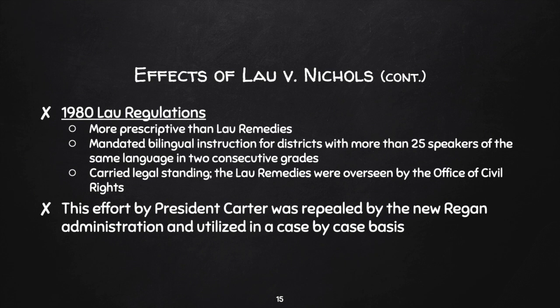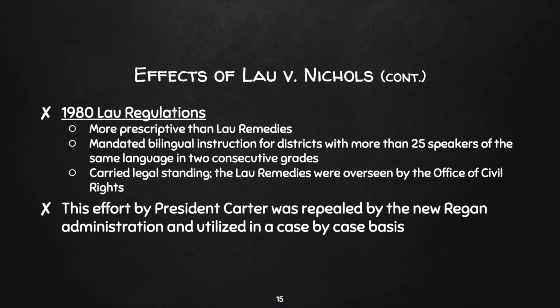And so if you have 25 speakers of the same native language in 2 consecutive grades, it really will start to tell you, okay, maybe this is an immigration pattern that we're starting to see. We have more people immigrating to the United States, to San Antonio ISD, for example, from Russia. So that's why we're seeing this population of students start to grow.